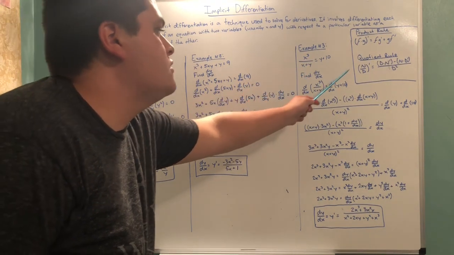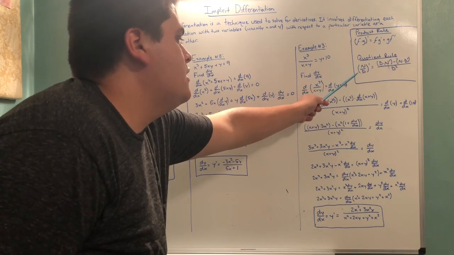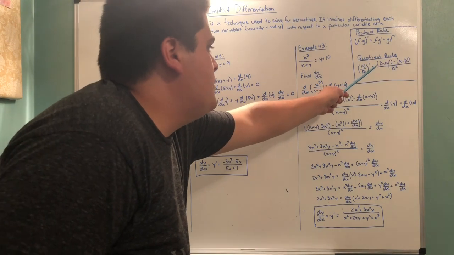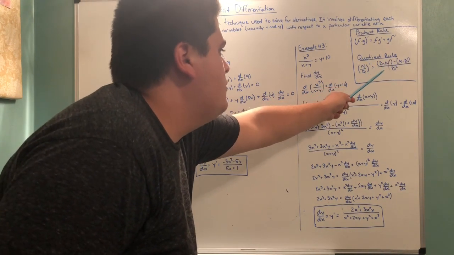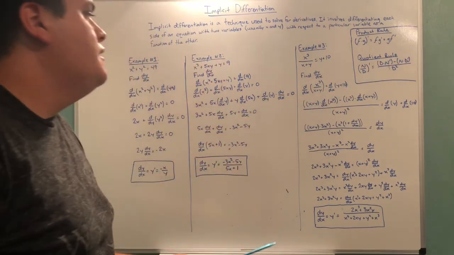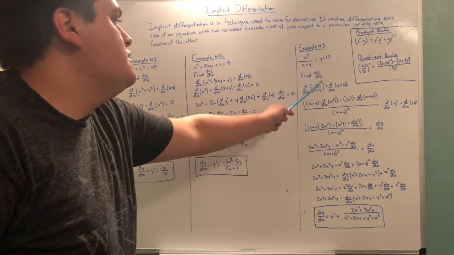So the quotient rule is for two functions, where n is the numerator and d is the denominator. We have the derivative equal to the denominator times the derivative of the numerator, minus the numerator times the derivative of the denominator, over the denominator squared. So using this rule, we can then evaluate this derivative.